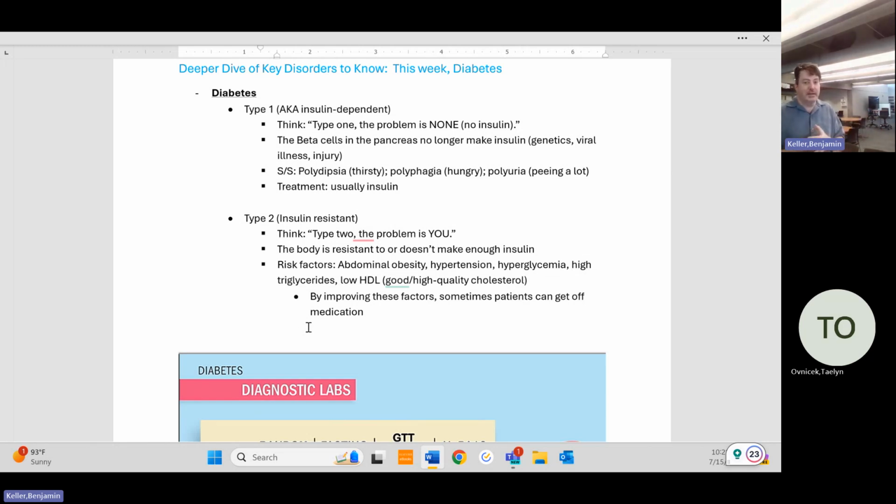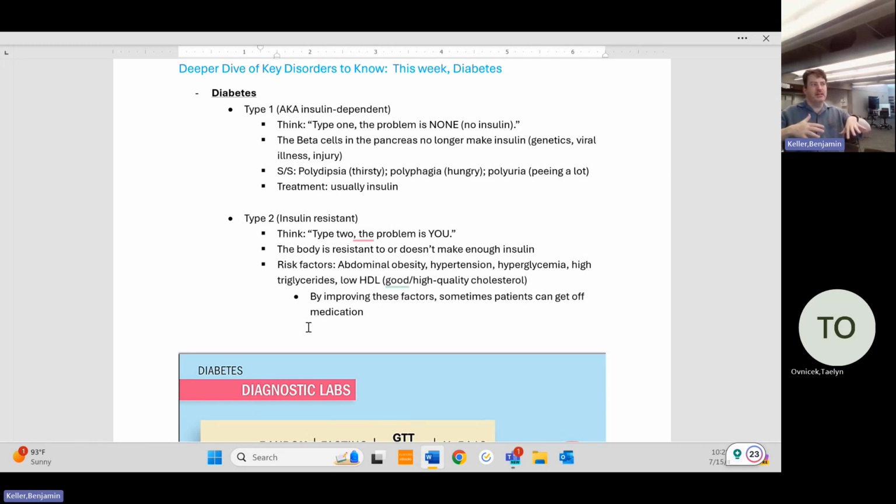They'll pop up on the occasional NCLEX questions like, what are the risk factors for diabetes? There are also similar risk factors for things like atherosclerosis. It's going to be abdominal obesity, hypertension, hyperglycemia, high triglycerides, and low good cholesterol. And by improving these, sometimes patients can get off of medications, which is really cool.